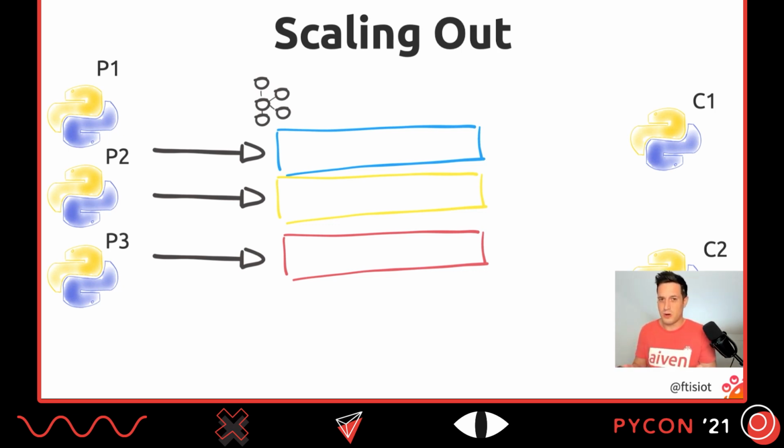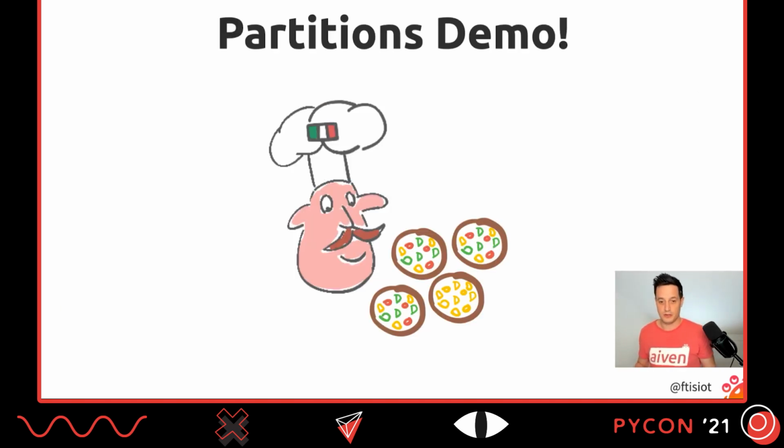This is a difficult word. Let me show you in this example. We have 3 partitions and 2 consumers. Kafka will, for example, assign the blue partition to consumer 1 and the yellow and red partitions to consumer 2. In this case, basically Kafka ensures that all the messages are being read and none of the messages is read twice. So let me show you a little partition example.